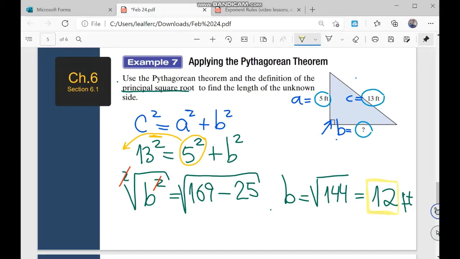That's it. I think it's pretty simple. As long as you know what you're doing, you follow the step by step, you identify what are the legs, which one is the hypotenuse, and then at the end you're going to apply the nth root, in this case the square root, to solve the problem.